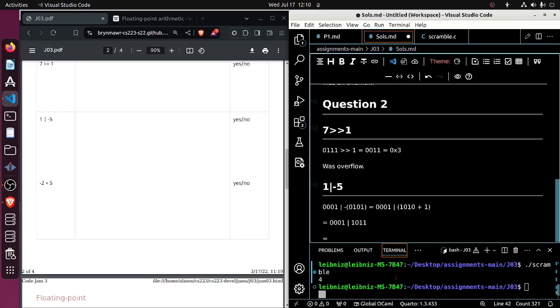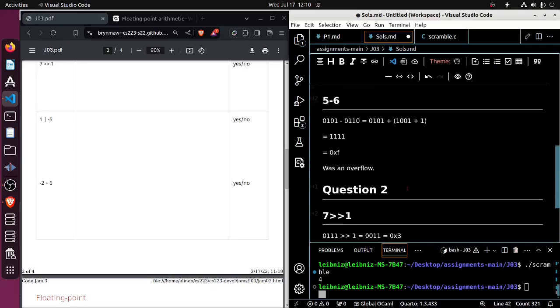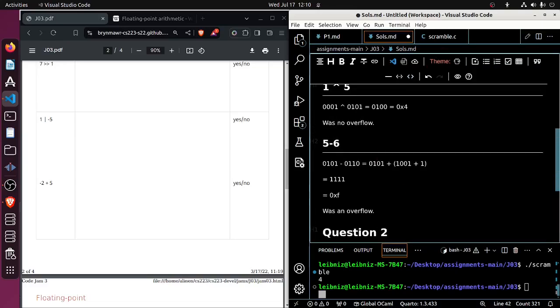Now that they are in binary, we can bitwise OR. So we get, and I have not been checking my answers. I guess I probably should. Yeah, I did it. Okay, so I only missed one.